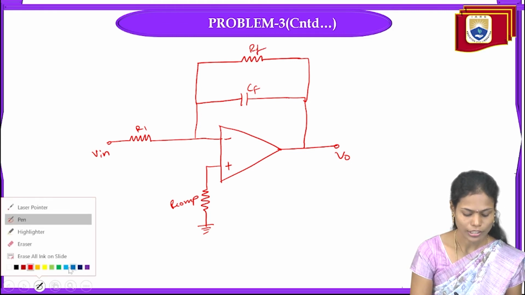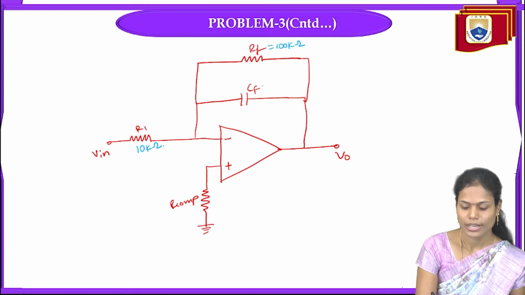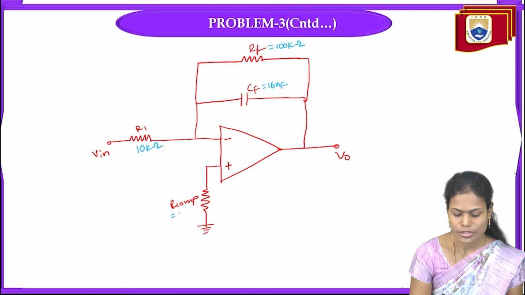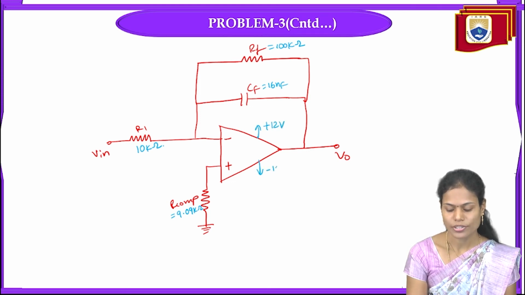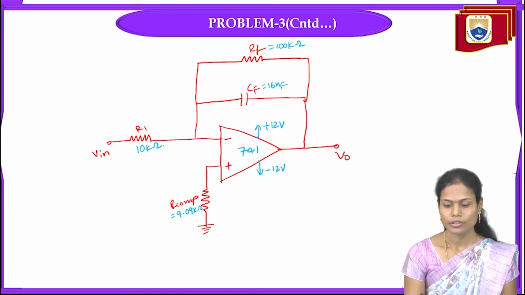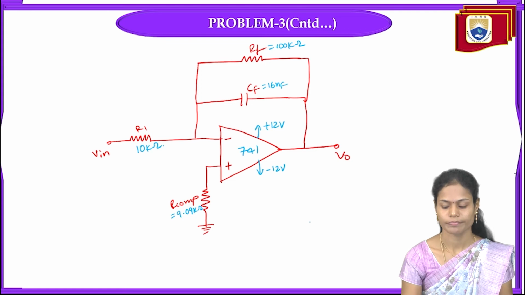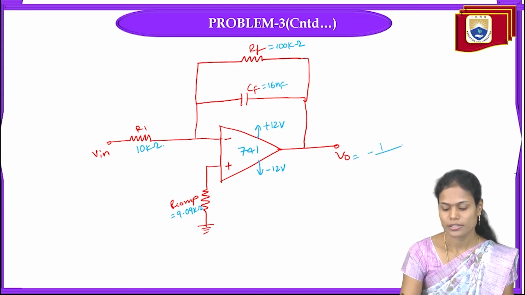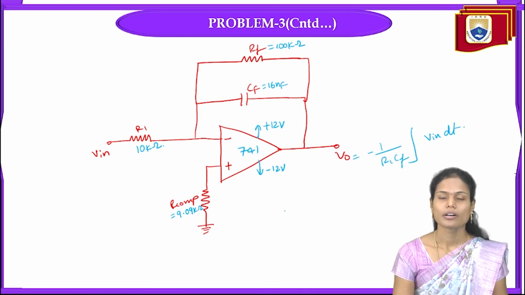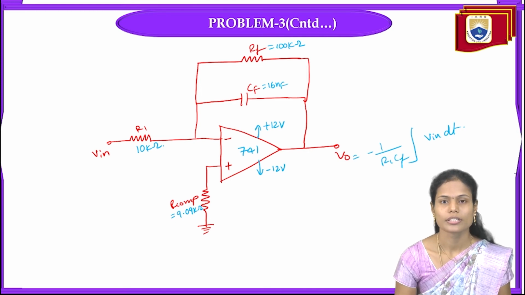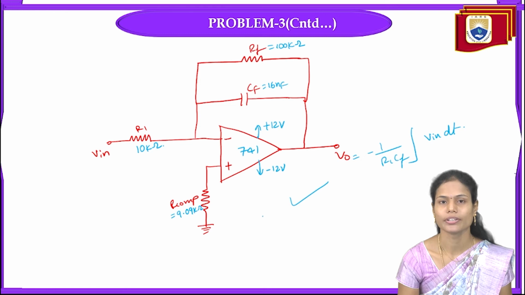So now we will write our calculated values. R1 value is 10 kilo ohms, and RF value is 100 kilo ohms. CF value is 16 nanofarads, which we have calculated, and R compensation value is 9.09 kilo ohms. Along with this, we need to apply plus 12 volts, minus 12 volts to run this 741 operational amplifier. So this is the practical integrator circuit to integrate the given square wave signal. The output is minus 1 by R1 CF integral of Vin dt. The limits depend upon the frequency of the signal we are taking, and the time period we are providing for the input signal. So for the given problem, in this way we need to draw the practical integrator circuit.